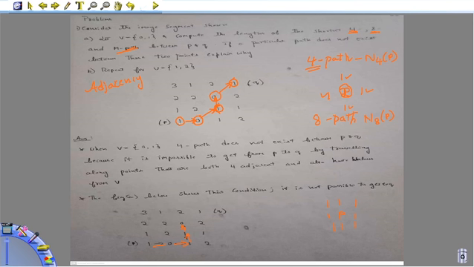Now you just count the path: 1, 2, 3 and 4. The shortest path is how much? 4. So you consume 4. This is the shortest path, which is 4. 1, 2, 3 and 4. So this is your 8 path connection, okay. Clear with that?